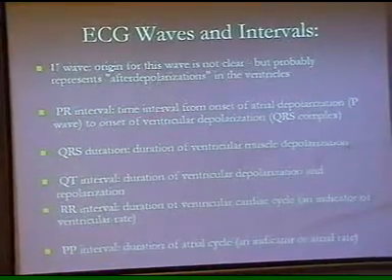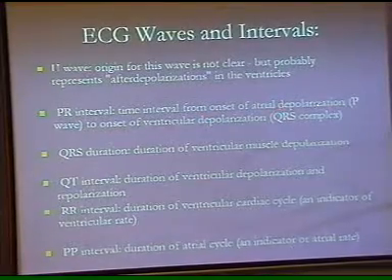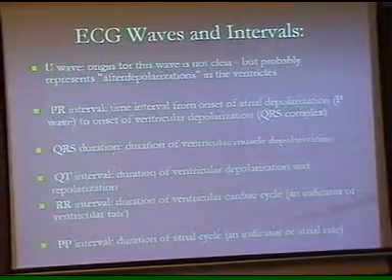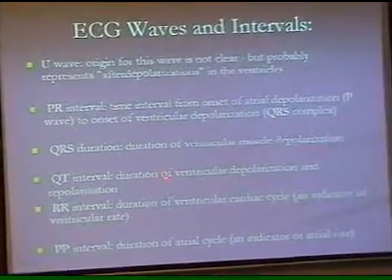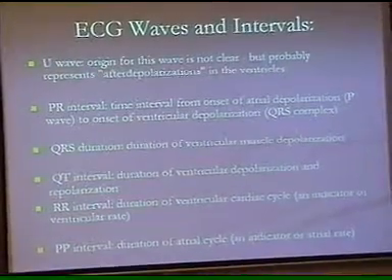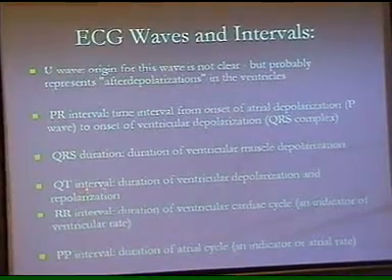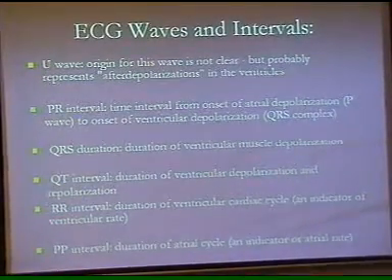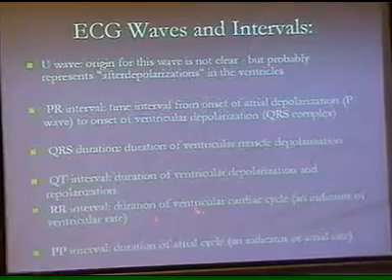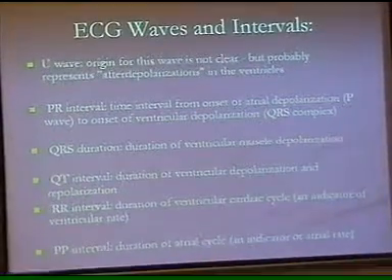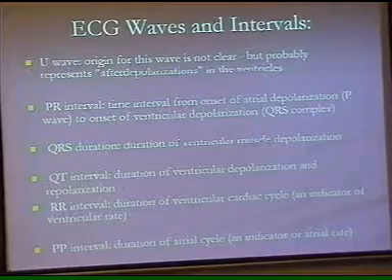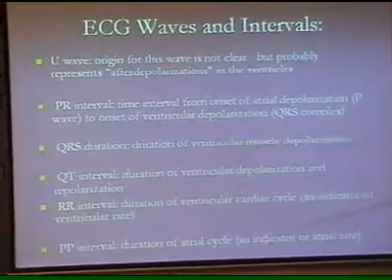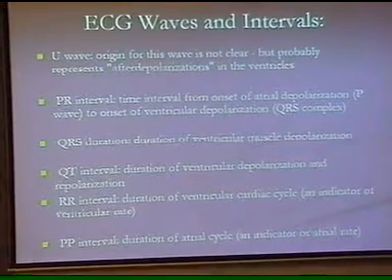PR interval is the time interval from onset of atrial depolarization to the onset of ventricular depolarization. QRS duration, we've done that. QT interval is the duration of ventricular depolarization and repolarization. The QT interval is both ventricular depolarization and repolarization. RR interval is the duration of the ventricular cardiac cycle, that is the one beat. And PP interval is the duration of the atrial cycle, the indicator of atrial rate. Next.